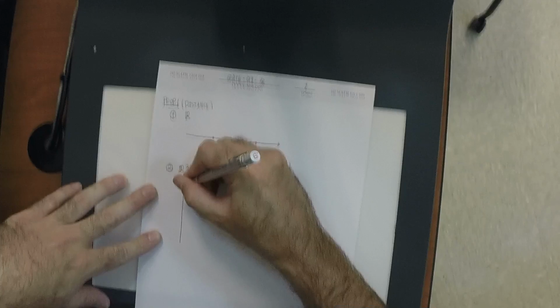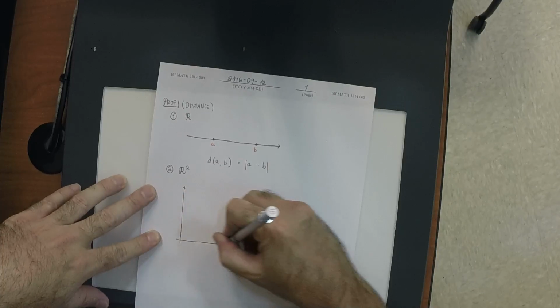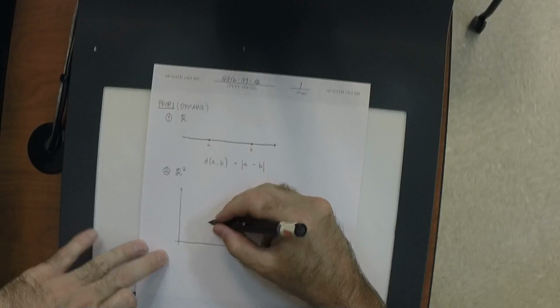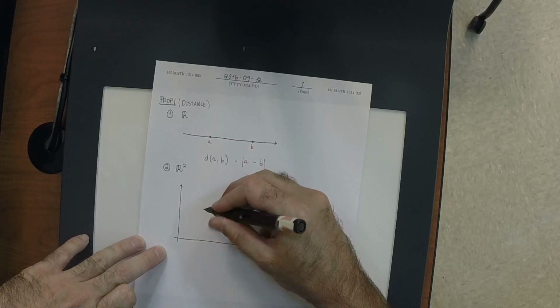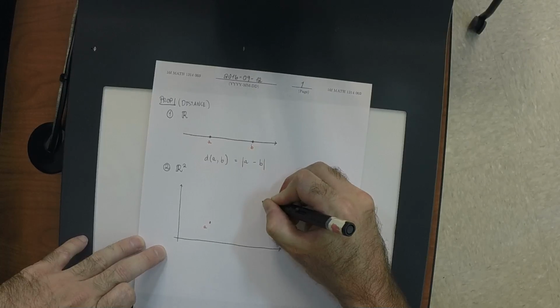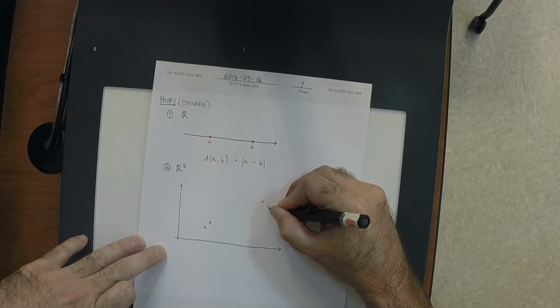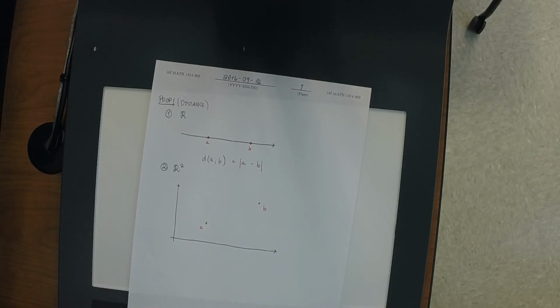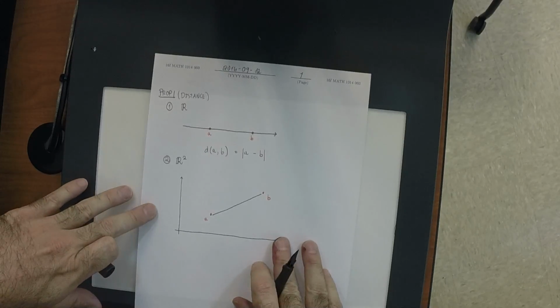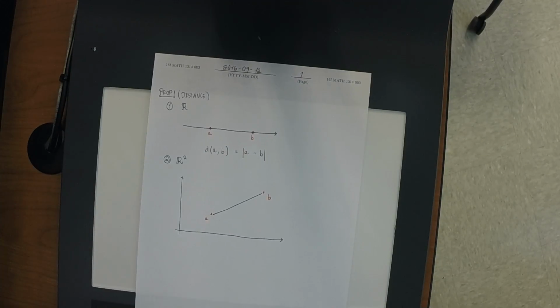So on the plane, now the picture looks like this. We have 2 points still. We have point A, and we have point B. And what we want is the distance between them. That is to say, we want the length of this green line segment. So we want that length.